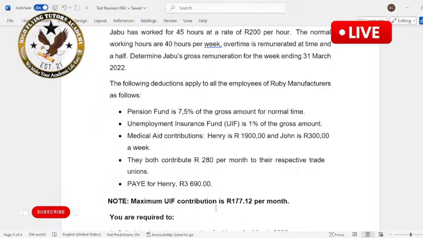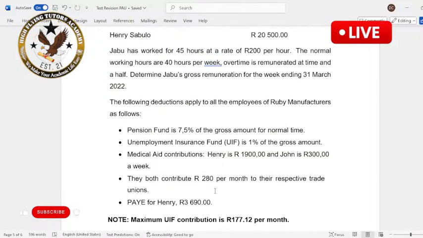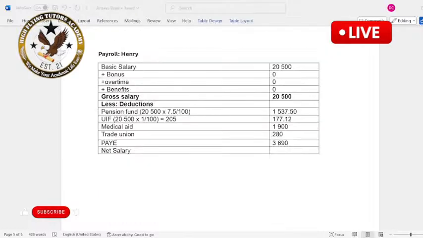Just to double check and make sure. So we are done, right? We are done. So now let's calculate the net salary for Henry. Let's calculate the net salary, or the net remuneration, for Henry.